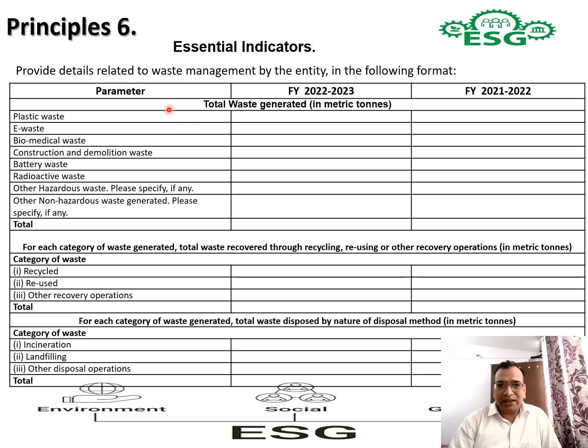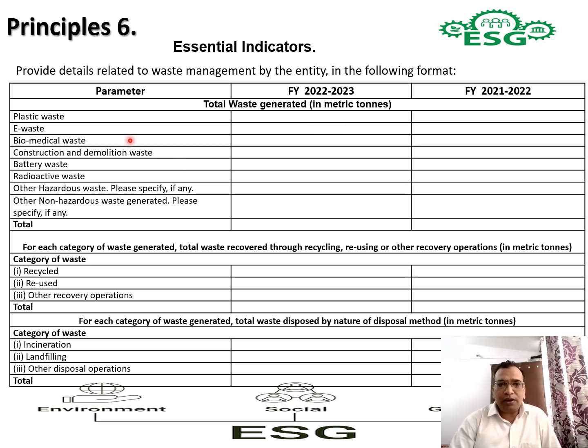In this you can see a tabular form, a parameter is given, and in a column various hazardous waste as well as non-hazardous waste we have to declare. Here we have to declare for the current financial year and previous financial year. The quantity to be reported should be in metric tons. That is to be remembered, because it cannot be reported in kgs. Even if you measure in kgs, you have to ultimately convert into metric tons.